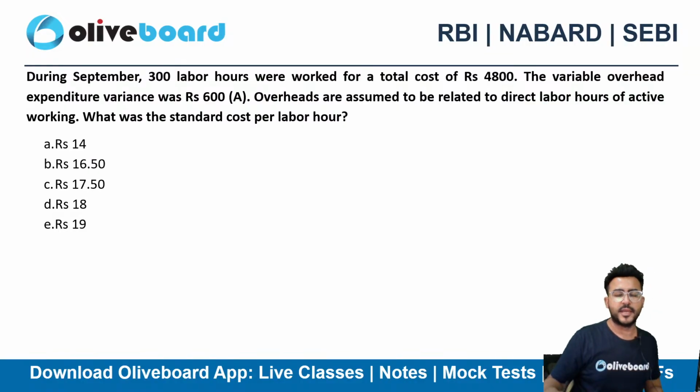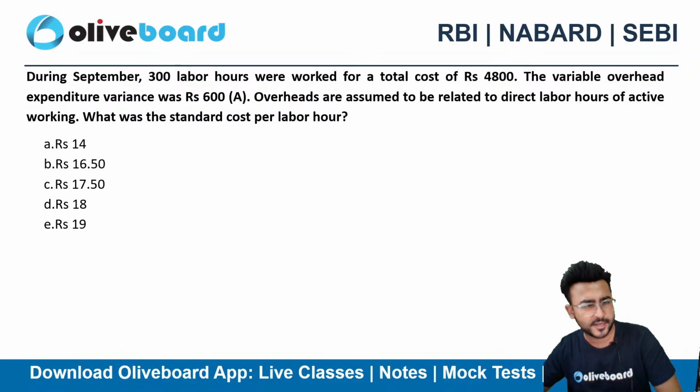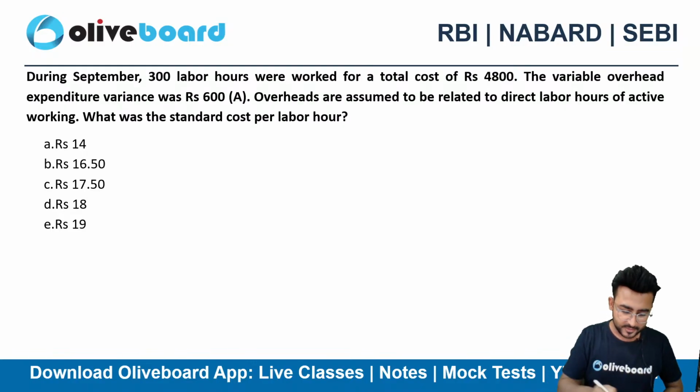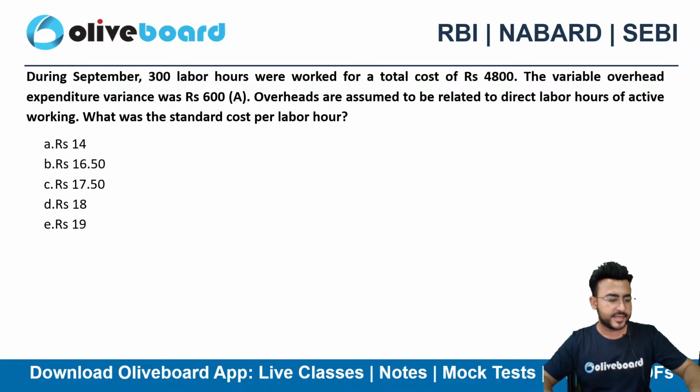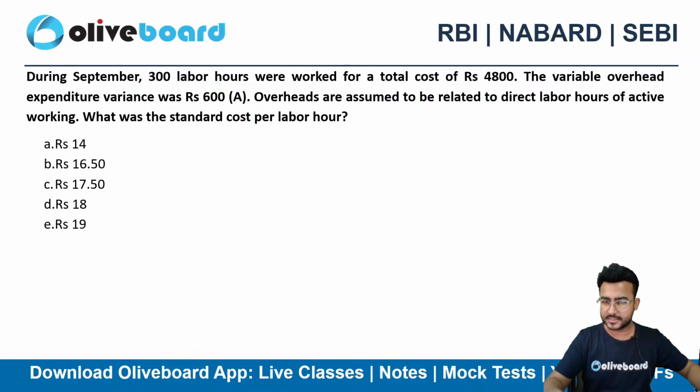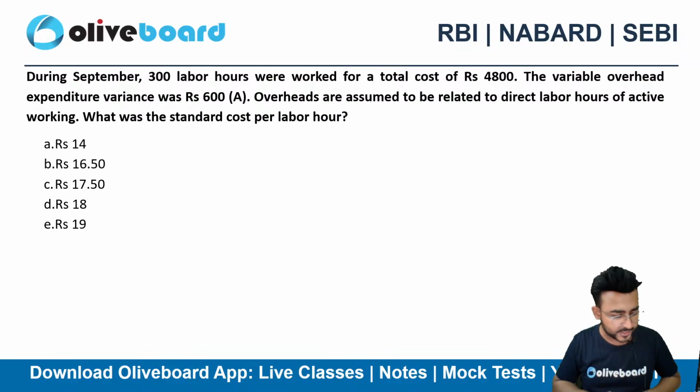Next question related to standard costing. Though it is related to standard costing, still we can attempt it. Okay. Let's quickly read the question. During September, 300 labor hours were worked. So we have worked 300 labor hours, right? We have worked 300 labor hours for a total cost of 4,800.